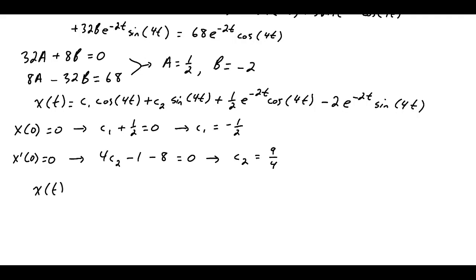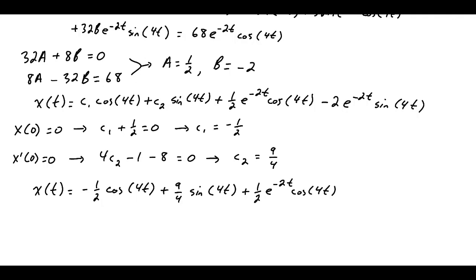So our final particular equation of motion is x of t equals -1/2 times cosine of 4t, plus 9/4 times sine of 4t, plus 1/2 times e to the -2t times cosine of 4t, minus 2 times e to the -2t times sine of 4t. All right, that's our equation of motion.